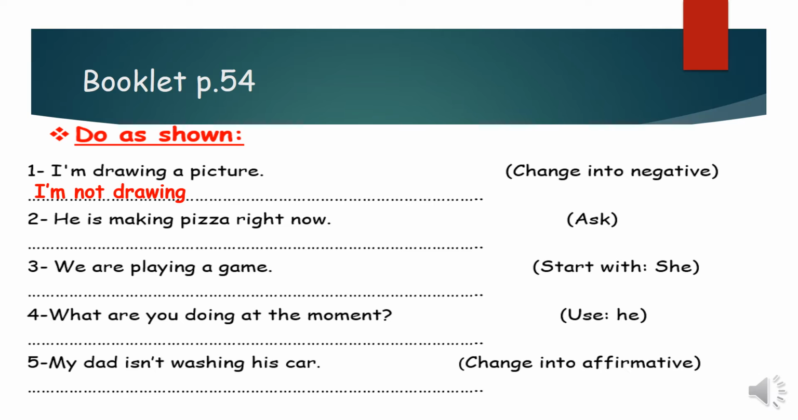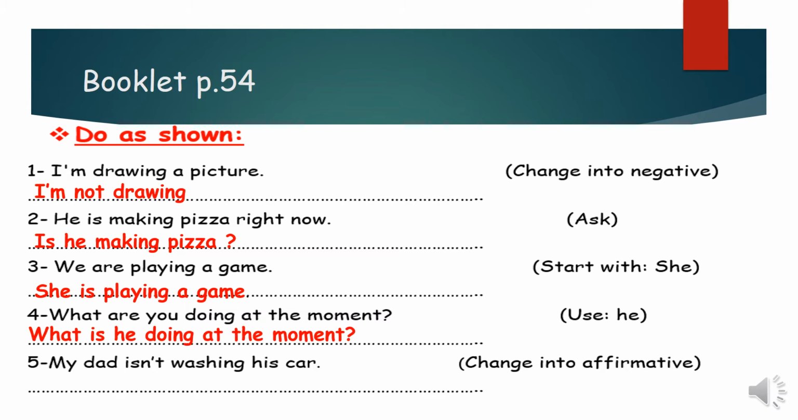Number 2. He is making pizza right now. He asked me to ask. So I will start with is, plus the subject, plus the main verb, and don't forget to put what? Question mark. It will be, is he making pizza? Yes. Number three, we are playing a game. Start with she. So it will be, she is playing a game. Number four, what are you doing at the moment? Use he. So it will be, what is he doing at the moment?